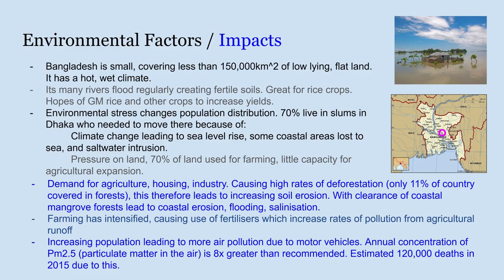And the increasing population has led to more air pollution due to the motor vehicles used by civilians and the intensification of farming. The annual concentration of PM2.5, which is particulate matter in the air, is greater by 8 times than recommended, and there's an estimate of 120,000 deaths in 2015 due to this.